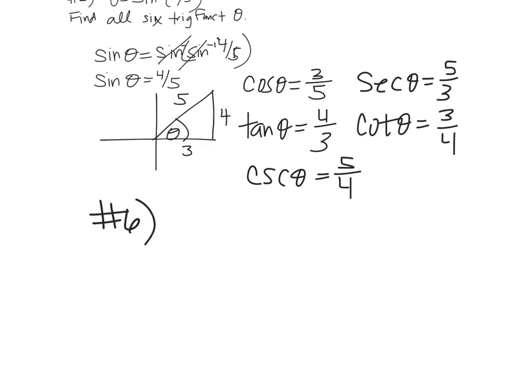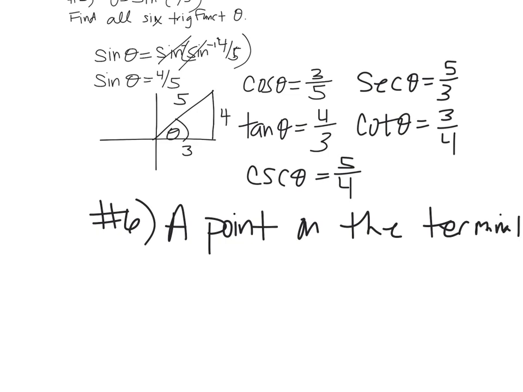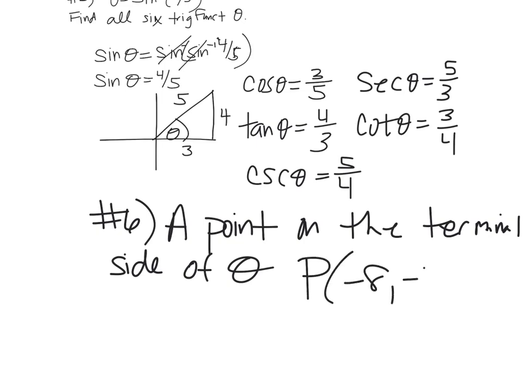Last one, number 6. This one's a little weird sounding, but it says here that there is a point on the terminal side of theta. There's a point on the terminal side of theta. And that point is -8, -13.